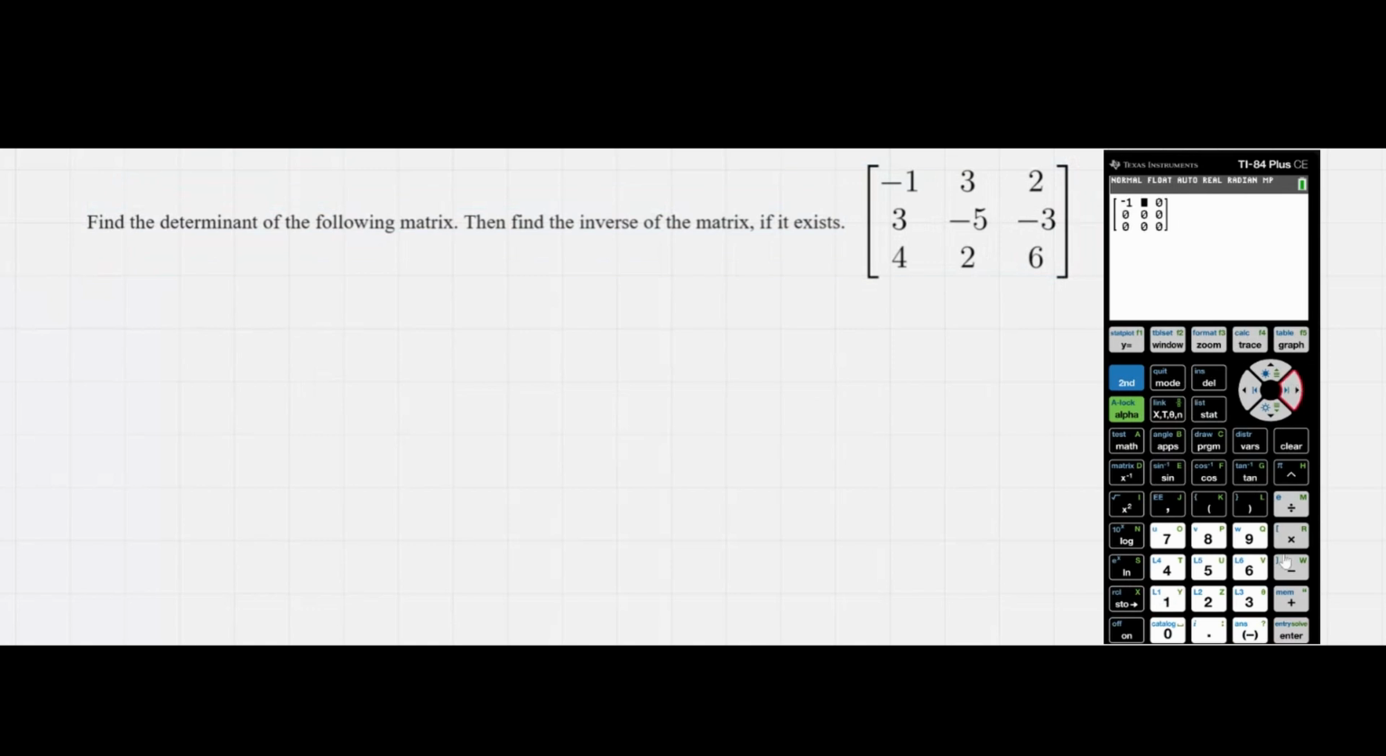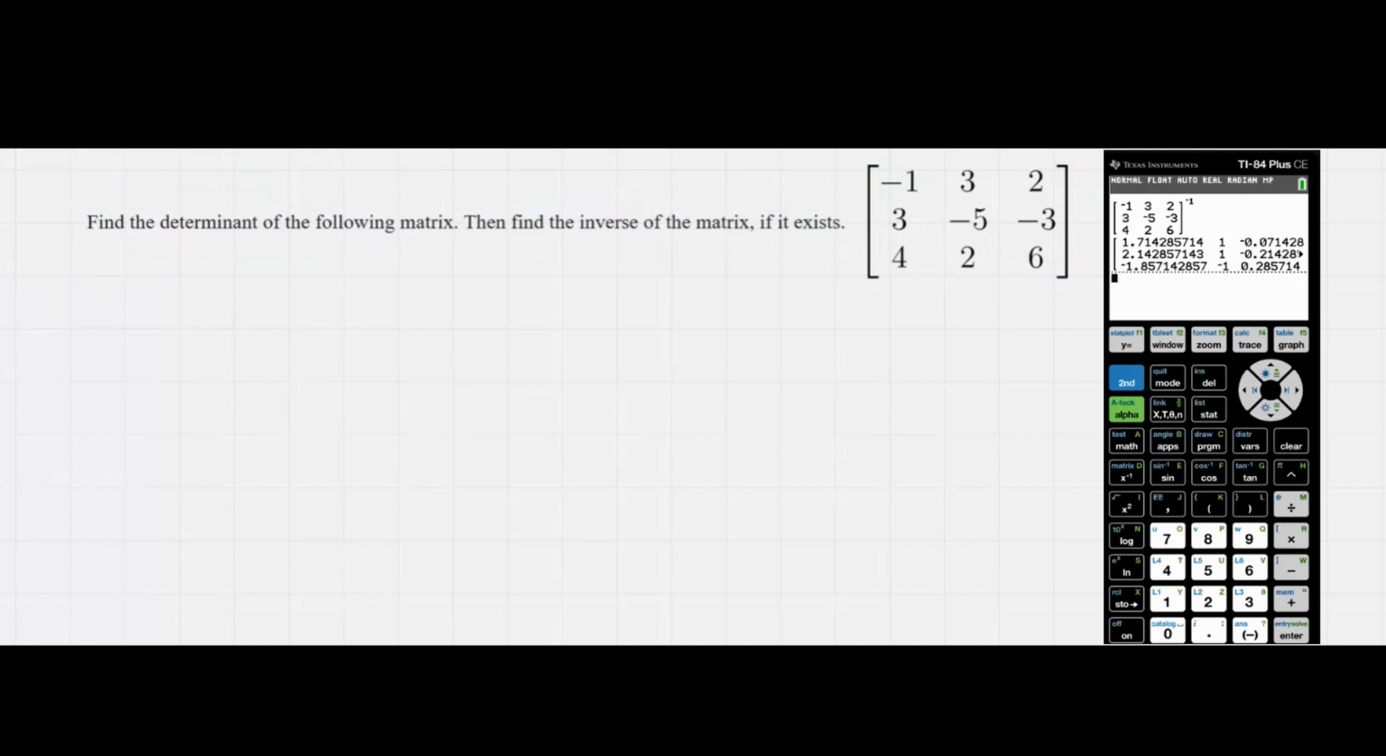So we have -1, 3, 2, and then over here on the second row we have 3, -5, and -3. And then finally, for the third row, we have 4, 2, and 6. Now to find the inverse, we just have to bring the power of this matrix to -1. And so we have the power button over here, and we bring it to the -1 power. And so now we just click enter, and we're given the resulting inverse matrix right in front of us.